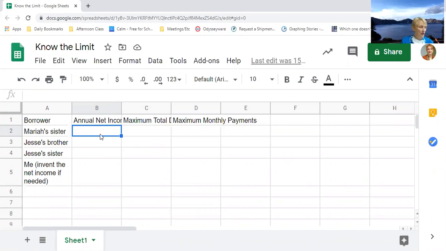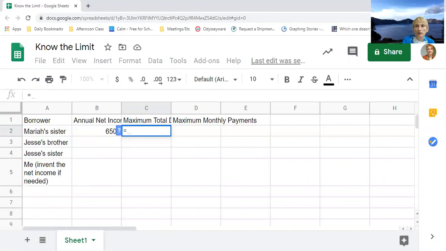But I see on page 20 that Mariah's sister's annual income is $6,500. And so her maximum debt is supposed to be 20% of her annual net income. So I'm going to use a formula so that I can drag the formula down. Since it's a formula, I'm going to type equal.